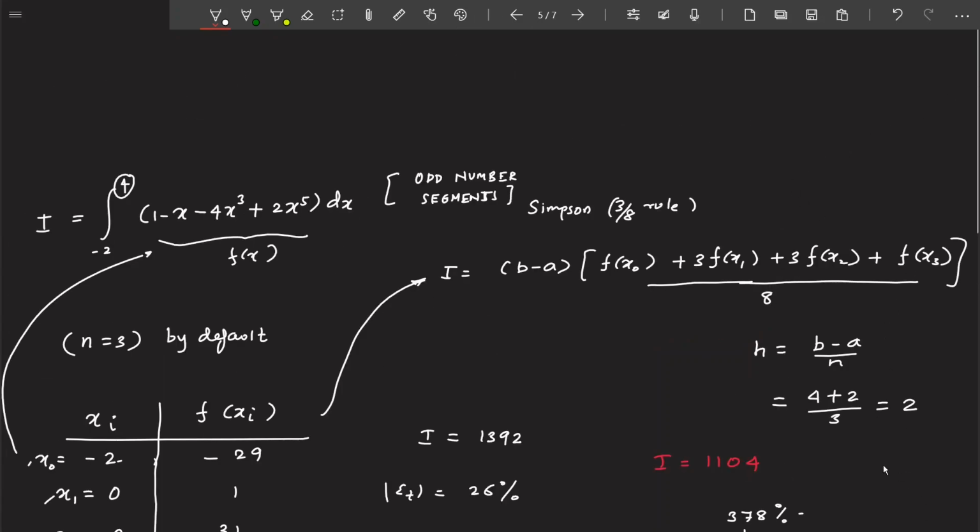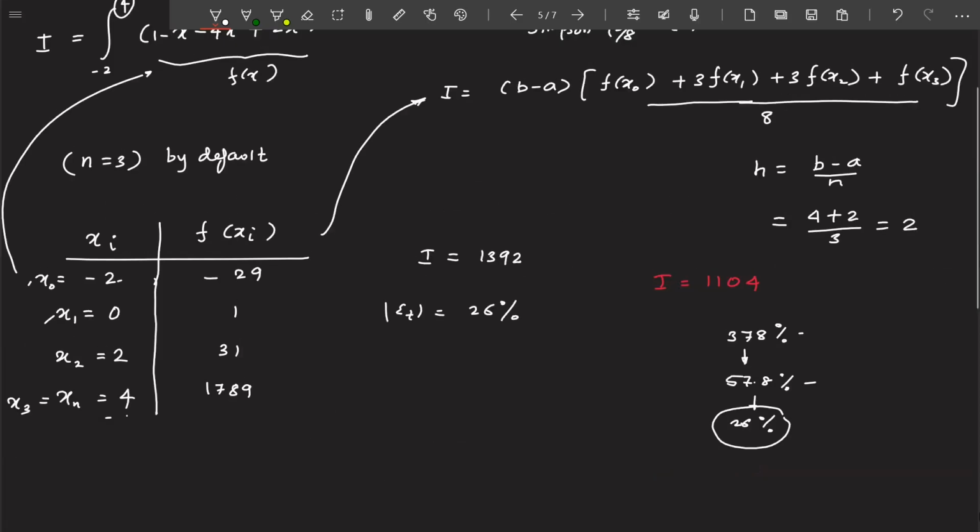So in the next lecture, we are going to solve a problem where we'll see how you are going to find out integration from the given data points, and the segment length is going to be unequal. Okay. So in that situation, you are going to use combination of trapezoidal, Simpson 1/3 rule, and Simpson 3/8 rule.